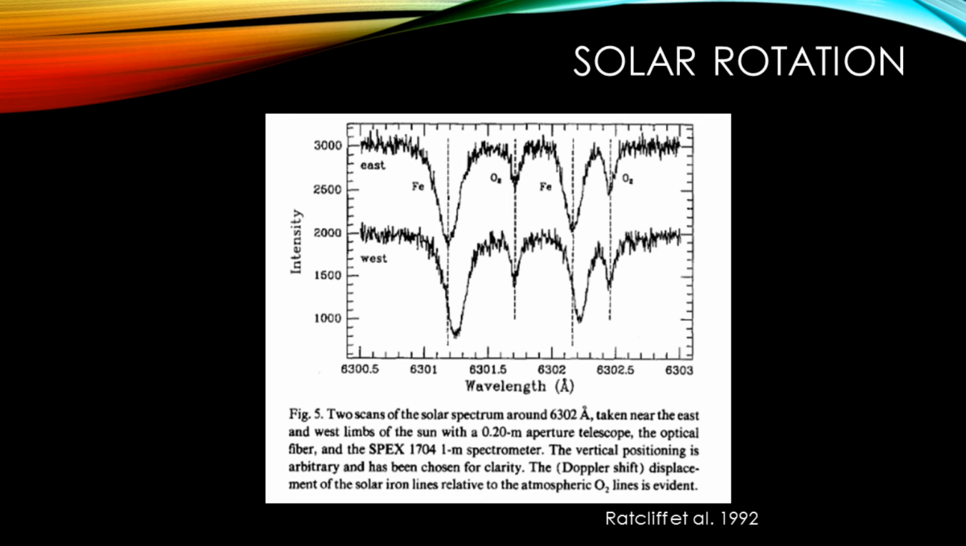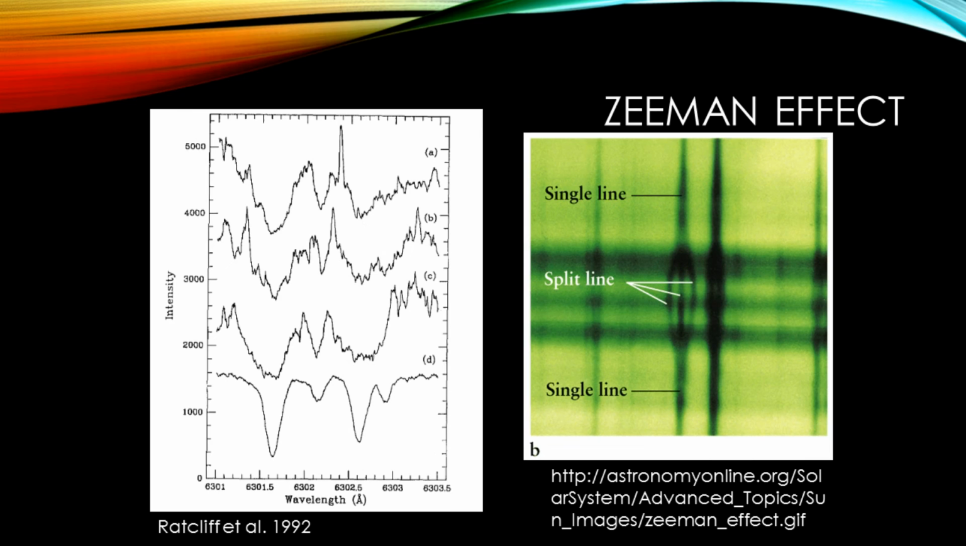You have things like the Zeeman effect, which ends up giving you, in the presence of a strong magnetic field, spectral lines will split. So this is how we know, proof positive, that the sunspots on the sun have a magnetic field associated with them.